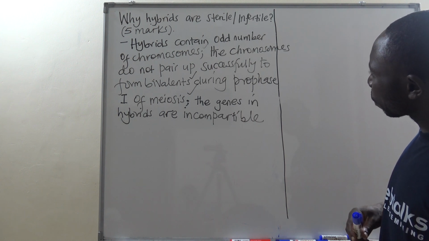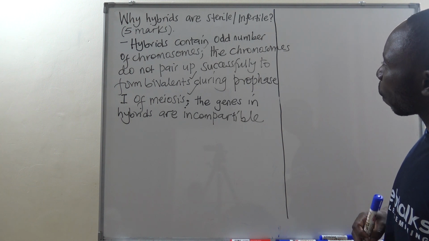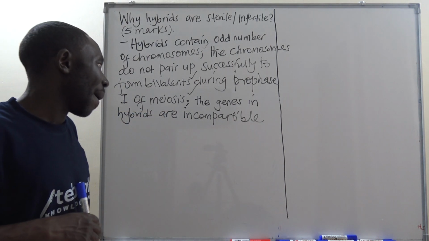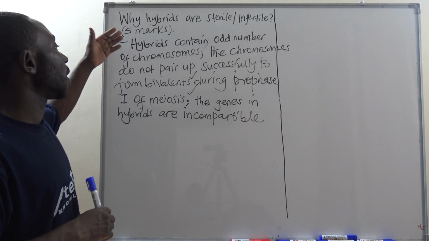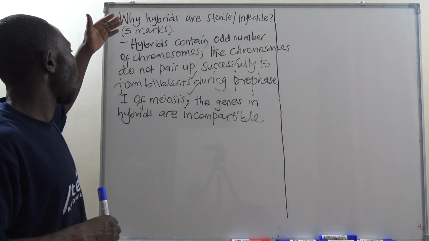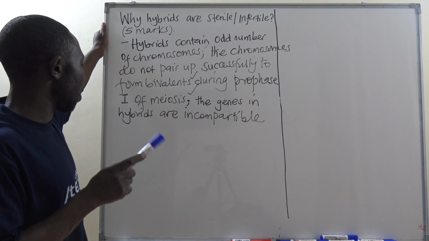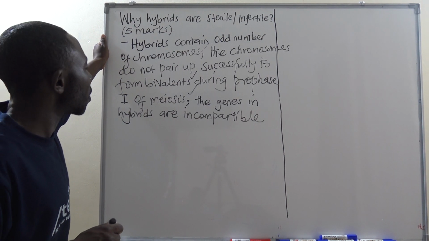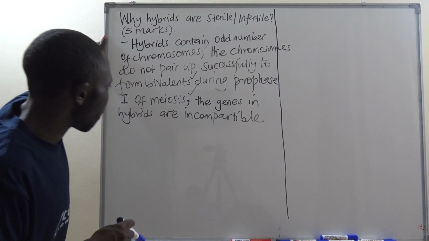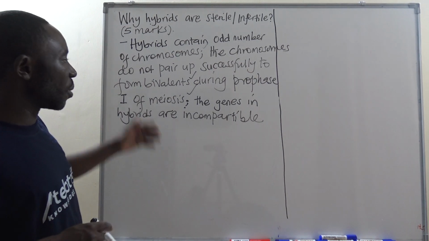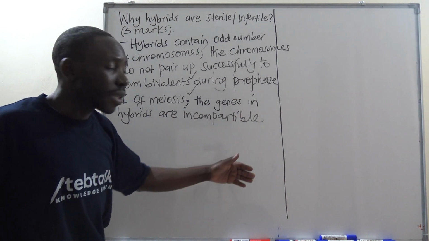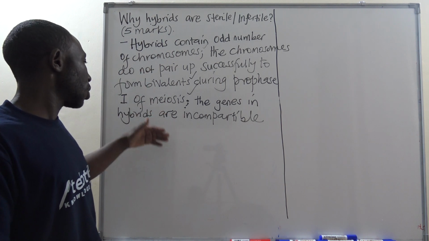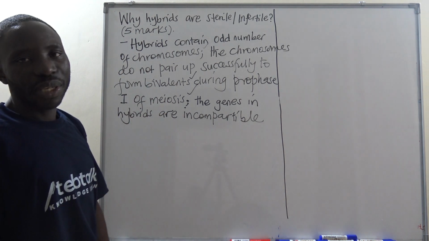But also sometimes we say that the hybrids contain an incorrect number, but of course this can as well be termed as an odd number of chromosomes. Because of that, chromosomes do not pair up successfully to form bivalents during prophase 1 of meiosis. And the genes carried in hybrids on chromosomes may be incompatible.